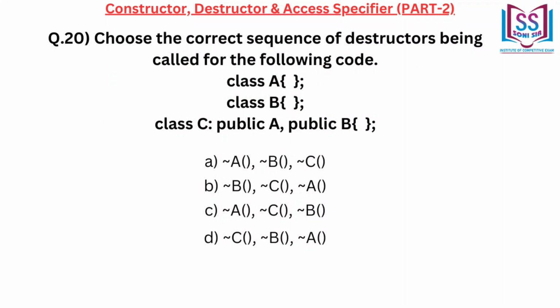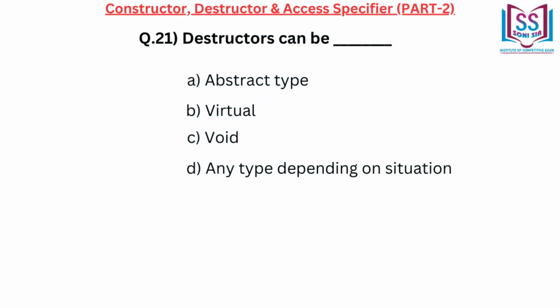Choose the correct sequence of destructors being called for the following code. Class A, Class B, Class C, public A, public B. A, B, C, D. Correct answer D.